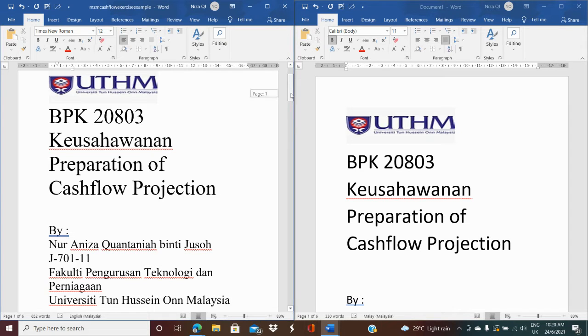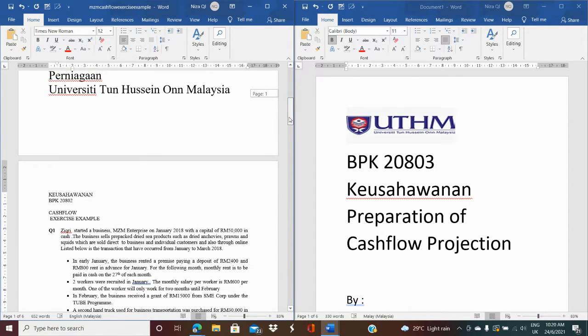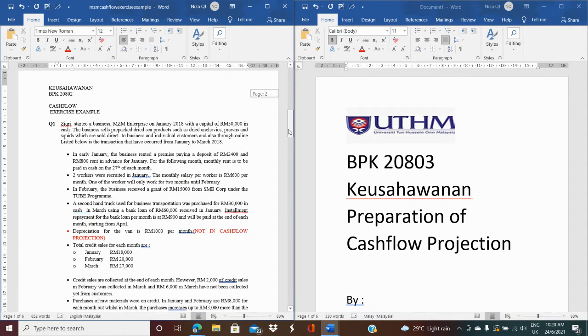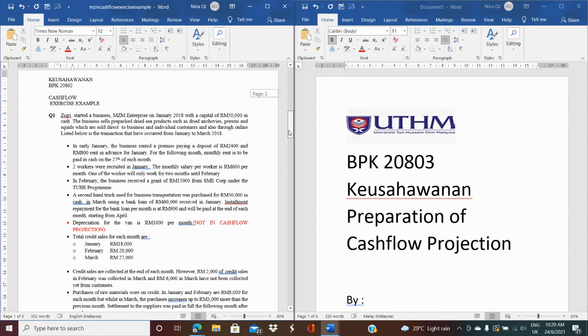It's actually taken from a previous year test question, but I've already made some additions and also some corrections to this question. So without wasting much time, let's look at the question example.